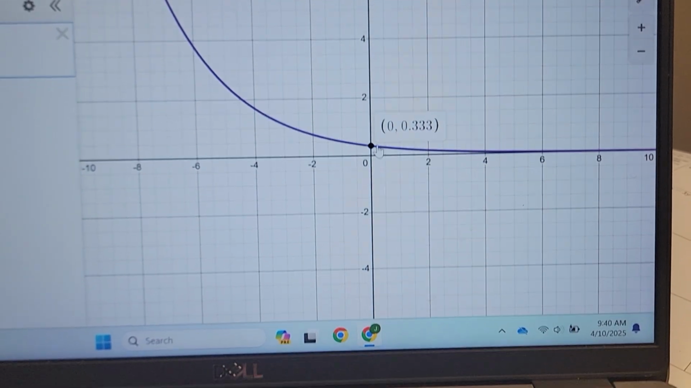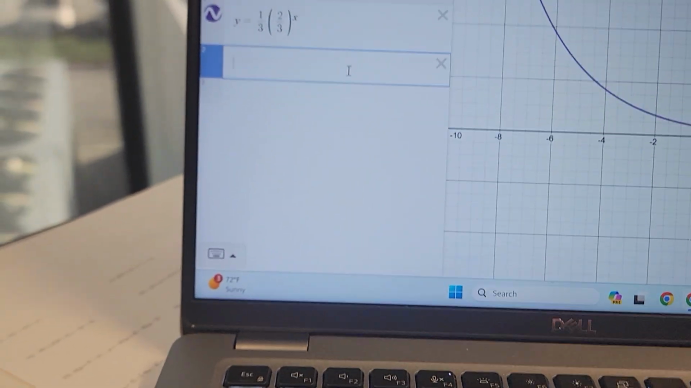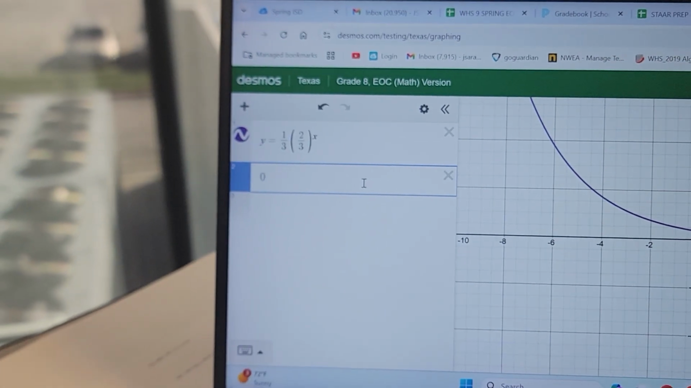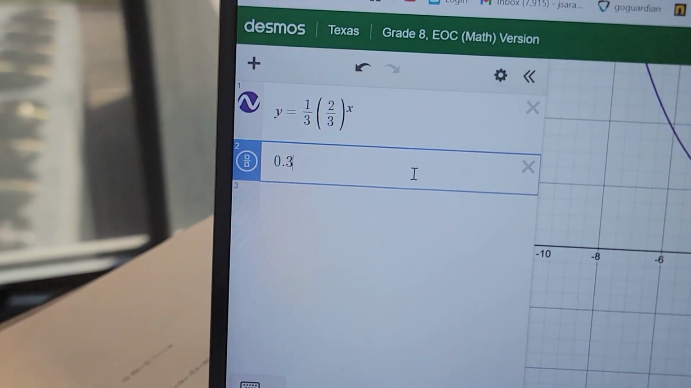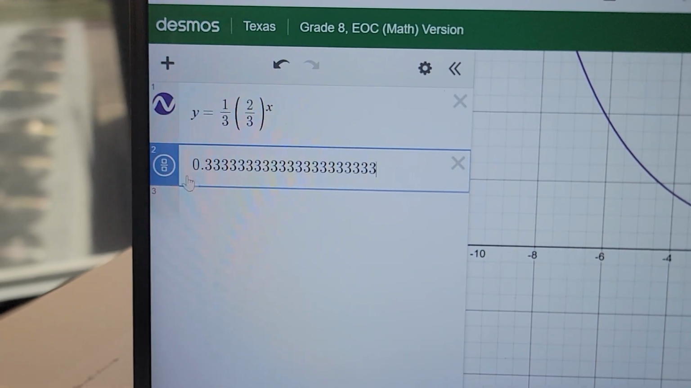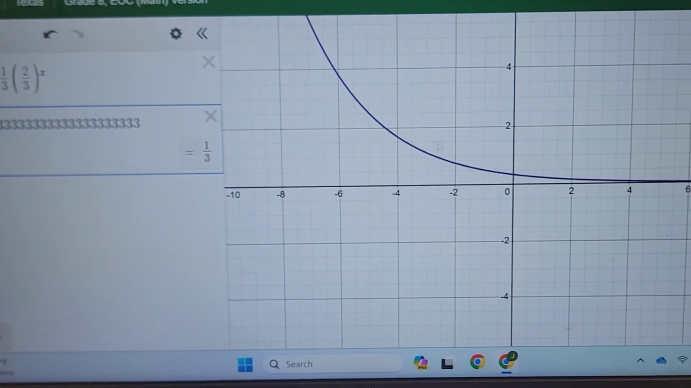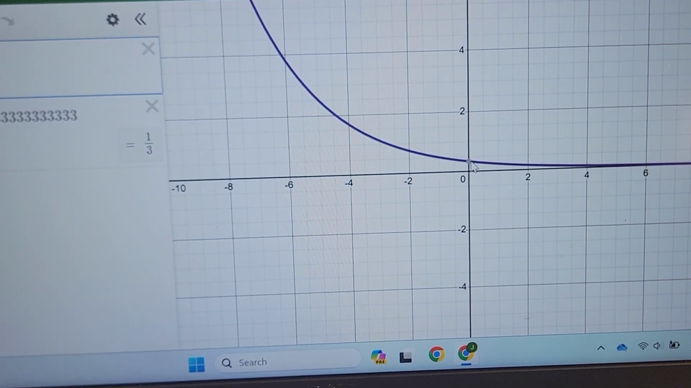See this? So I have 0, 3, 3, 3, 3, 3. Let's see what 0, 3, 3, 3 is. So I'm going to put 0 point. Now fill it up with the 3s. Right, like that. You have to fill it all the way up. You see how you have to fill it up? So that's going to be 1/3. That point is 0, 1/3.